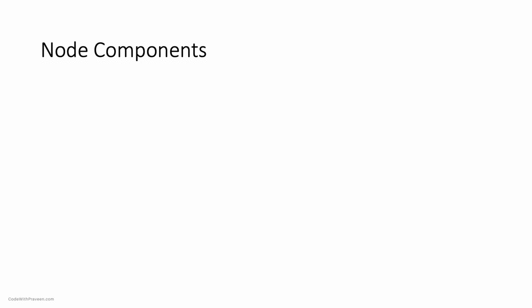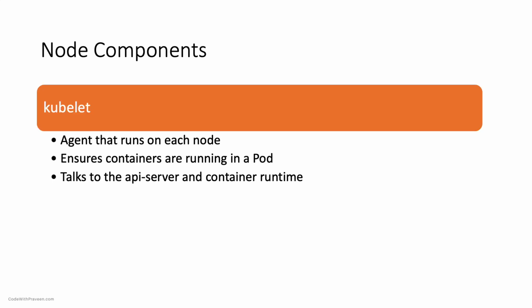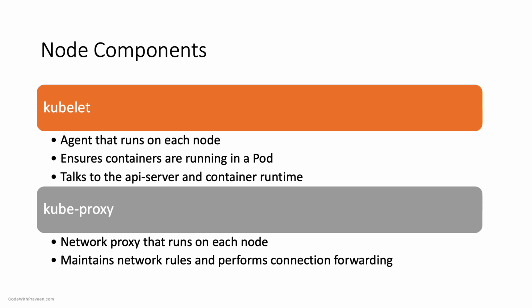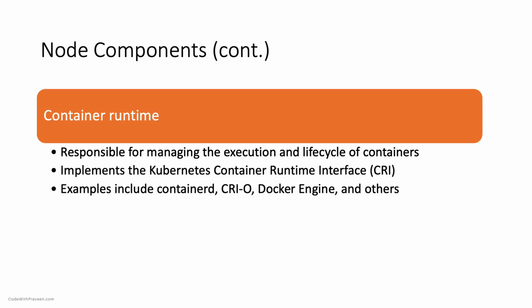The node components comprise kubelet, kubeproxy, and container runtime. The kubelet is an agent that runs on each node in the cluster to ensure containers are running in a pod. It talks to the API server and container runtime to handle starting containers. The kubeproxy is a network proxy that runs on each node in a Kubernetes cluster and is responsible for network communication. The container runtime is responsible for managing the execution and lifecycle of containers within the Kubernetes environment and can be any runtime implementation of Kubernetes CRI.